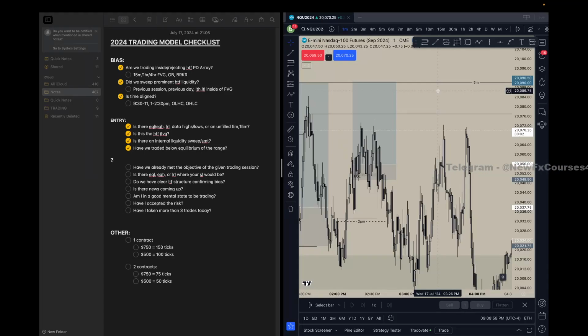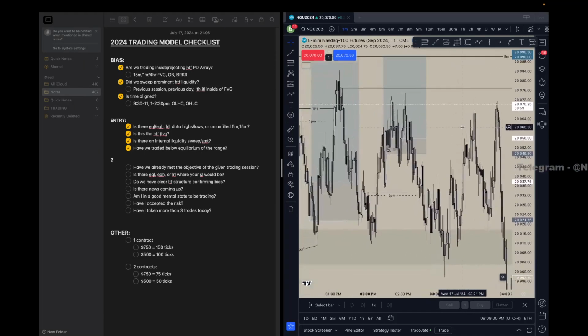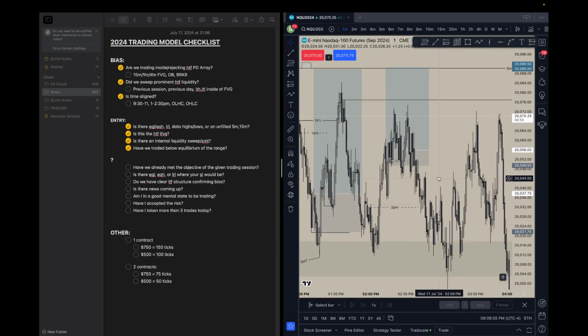Why do you choose to trade NQ instead of ES? Just better volatility, faster, much cleaner. ES is not as clean at all.